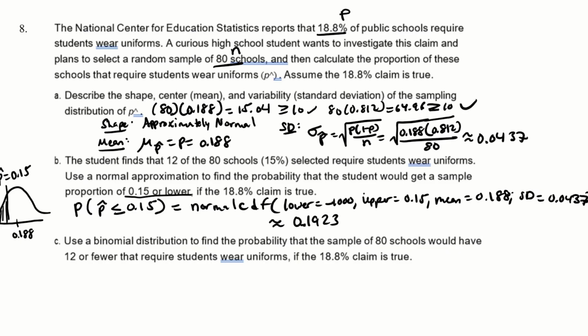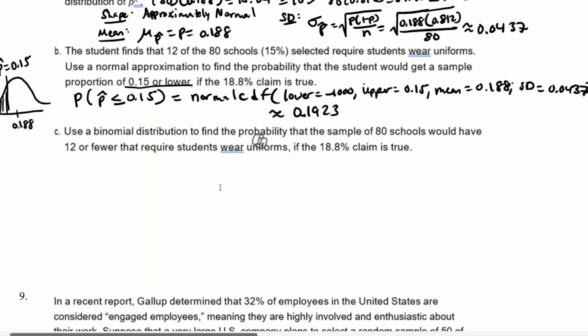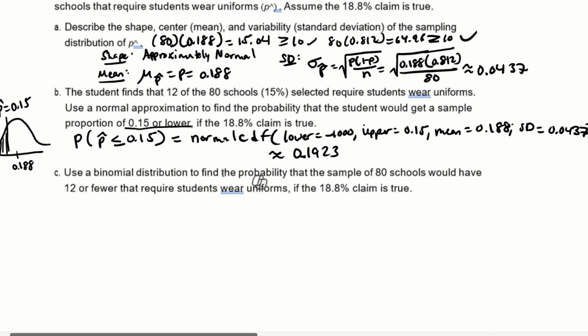Notice that 0.1923 is 19%, which is greater than the cutoff, which is 5%. I'm assuming they might ask about that. They didn't, but if they did ask, you would say, because it's 19%, it's greater than 5%, so there's not convincing evidence against the claim.